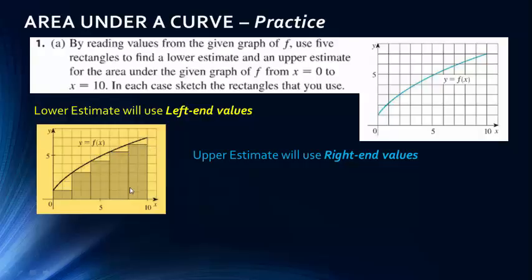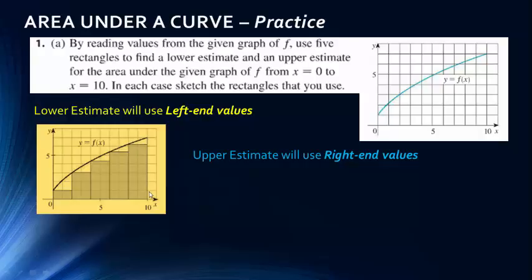Okay? So again, you draw your lines, and the height of the rectangle depends upon whether it's the left or right values. Between 0 and 2, we're going to use the left value, so we go to the curve at 0. From 2 to 4, we go to the curve at 2. From 4 to 6, we go to the curve at 4 for the height. From 6 to 8, we go to the curve at 6, and from 8 to 10, we go to the curve at 8, and then just draw a straight line.